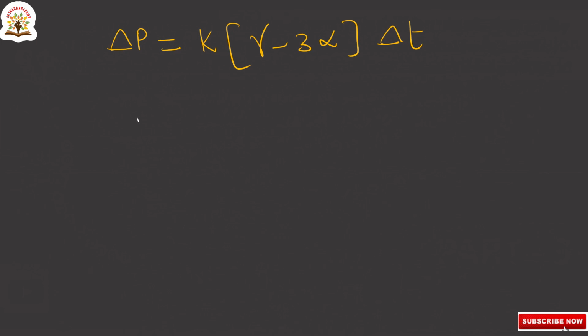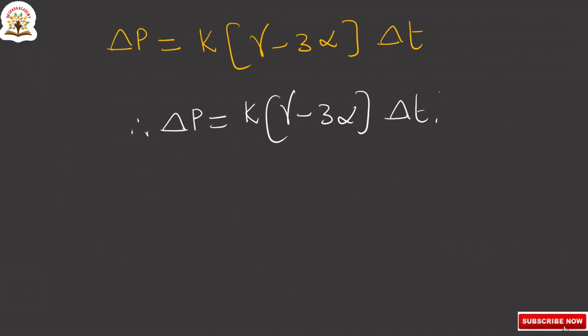Therefore, delta P is equals to K of gamma minus 3 alpha into delta T. Okay, this is the final answer.